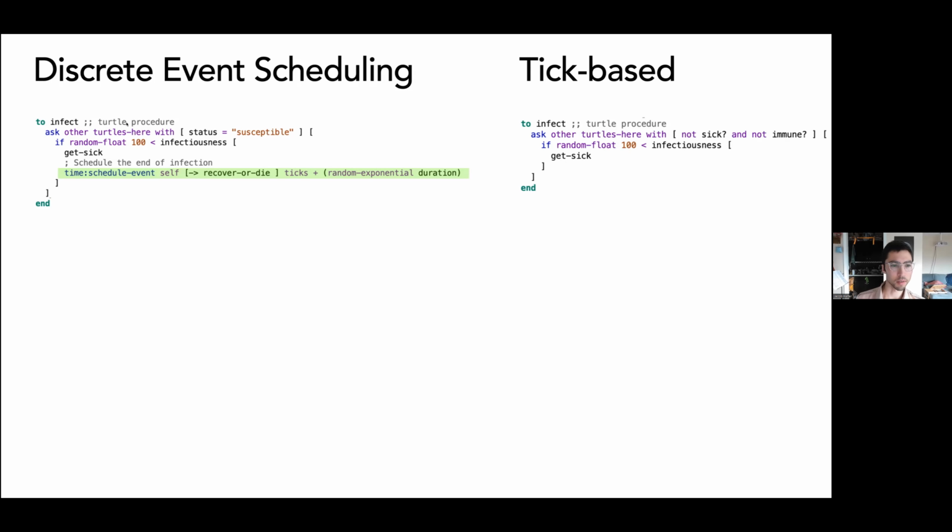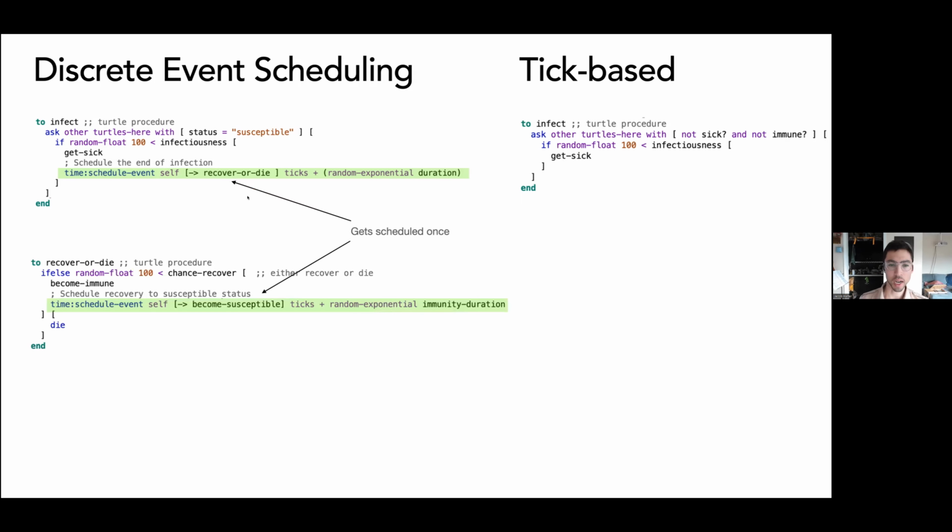In the discrete events version, we're again asking other turtles here that are susceptible. In this version, instead of having not sick and immune as separate variables, it was changed to just have a single status, which could be susceptible, immune, or sick or infected. Then we have the same random event where if that happens, we ask the person to get sick, but then we schedule an event for that other turtle to recover or die after this amount of ticks: the current ticks plus some random duration of additional ticks.